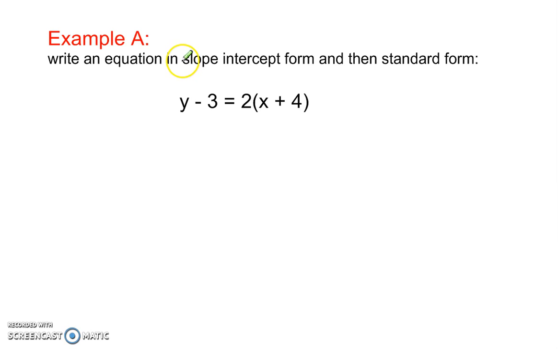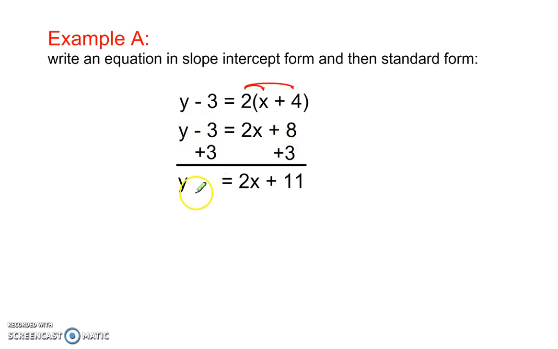So sometimes you'll be asked to write in slope-intercept form, sometimes in standard form. I'll show you both ways how to do that from point-slope form. So here's point-slope form. To go into slope-intercept form, first thing we want to do is distributive property. So 2 times x and 2 times 4. That would give me 2x plus 8. And then in slope-intercept form, I need to get y by itself. So I'm going to add 3 to each side. And there we go. Y equals 2x plus 11.